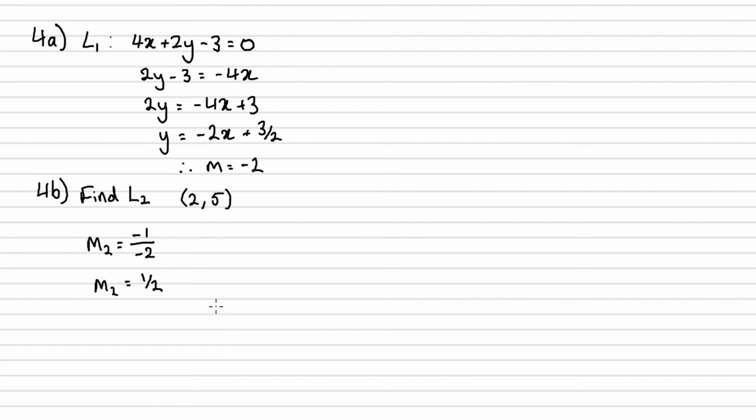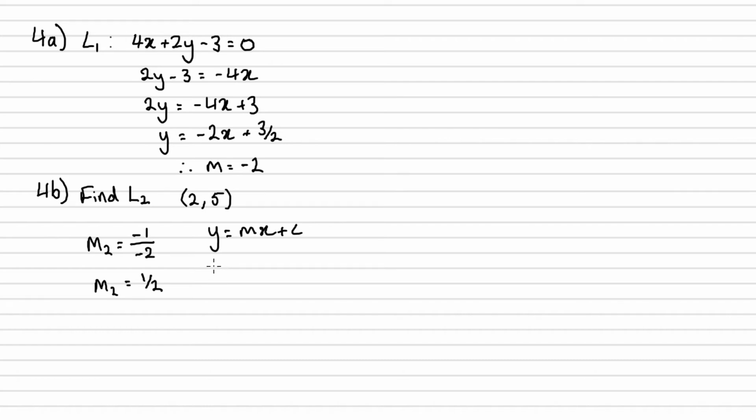Okay, and now we know the equation of a line is going to come in the form y equals mx plus c. And we know essentially x and y, so we can just sub them in along with m to find c, and then we can have all the things we need to know to find the equation of that line.